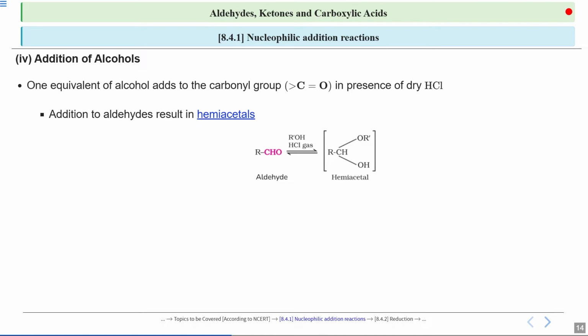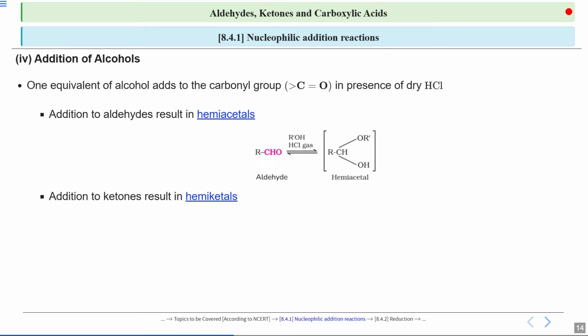Now we will discuss this mechanism in an upcoming slide. For now, you see that this is an aldehyde. When you react it with an alcohol in the presence of HCl, you get a hemiacetal. Okay, so in the hemiacetal, if you see over here, to this carbon, one OR group is attached and one OH group is attached. And in contrast, when alcohol adds to a ketone, the product is a hemiketal.